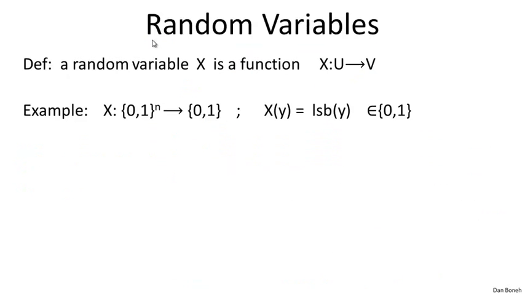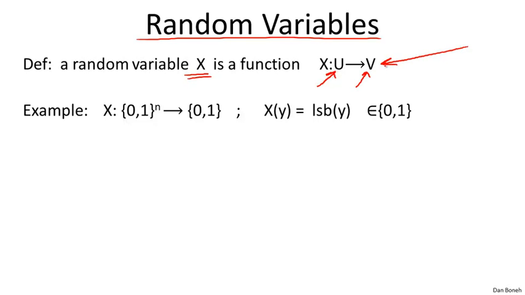The next concept we need to define is what's called a random variable. Random variables are fairly intuitive objects, but unfortunately the formal definition can be a little confusing. So I'll give an example, and hopefully that'll be clear enough. Formally, a random variable, denoted say by X, is a function from the universe into some set V. And we say that this set V is where the random variable takes its values.